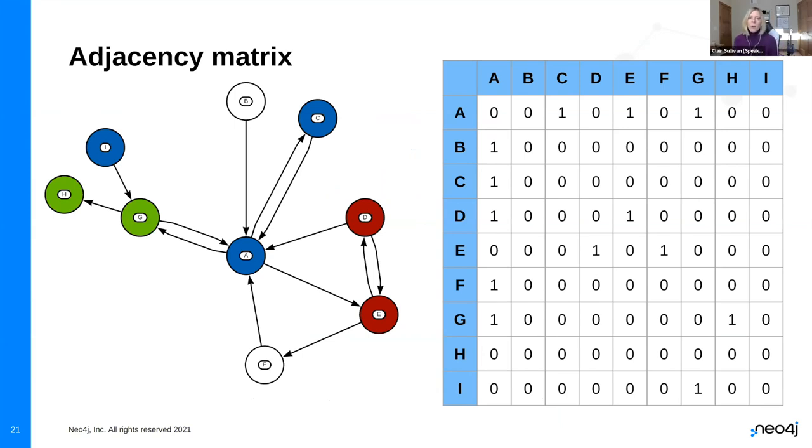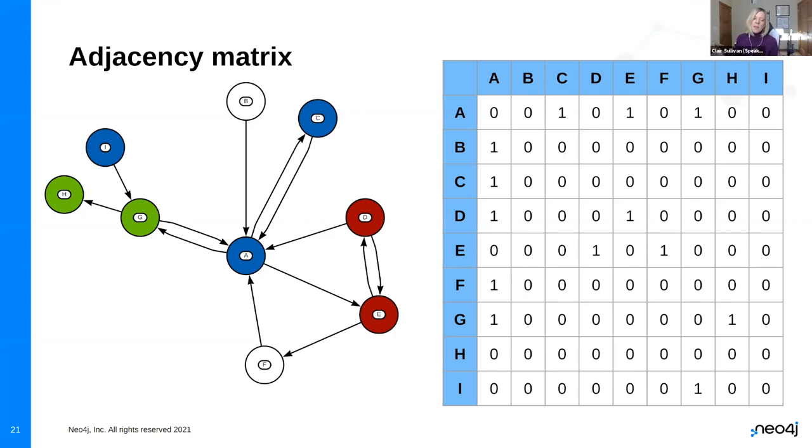Now, why does this work? Why can we do math on a graph? Because we can turn a graph into all kinds of different mathematical constructs, such as an adjacency matrix. The adjacency matrix for the graph that you see here on the left is shown on the right. What I have is rows and columns where I'm showing the relationships between two nodes. For example, let's go to column A, row B. The one there indicates that there is a relationship of going from B, the row, to the column A.